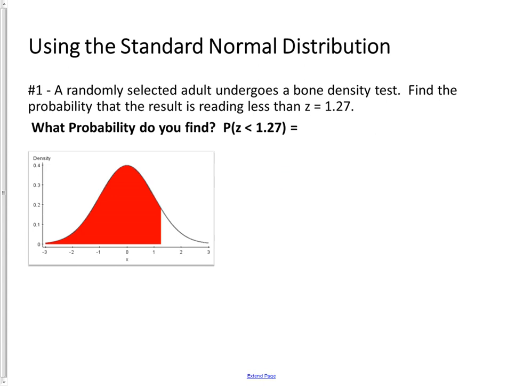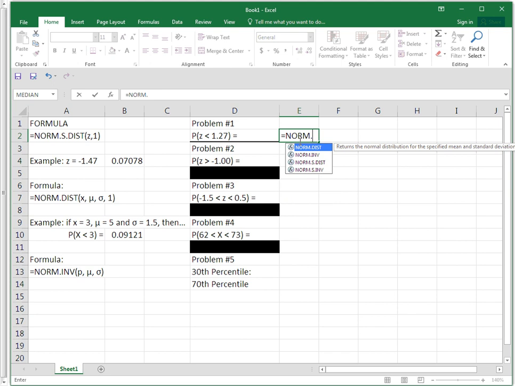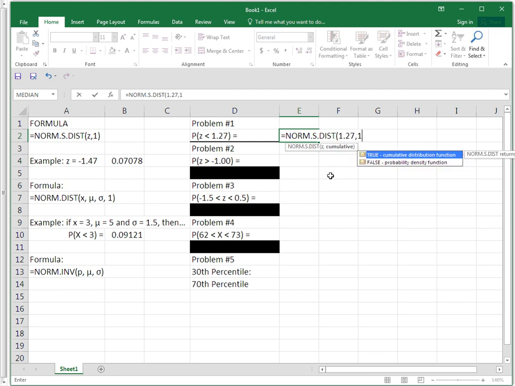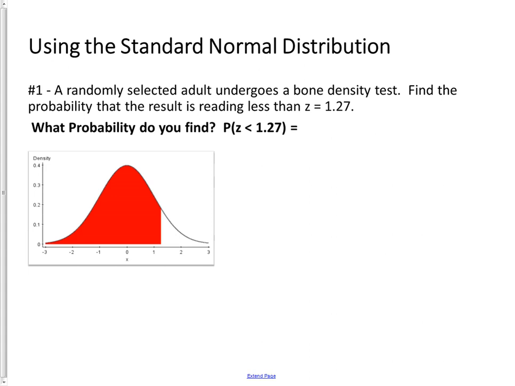Well, let's go to Excel and do this. I'm going to open up my Excel here. Let's see. Our probability that z is less than 1.27, the way we're going to find that is to just simply type it in. So we're going to type equals norm.s.dist. Right? We can double click on the formula right here. As for a z-score, we put in 1.27. And of course, as for true or false, we're going to put 1 for true. Close that. And there's our probability right there, 0.89796.